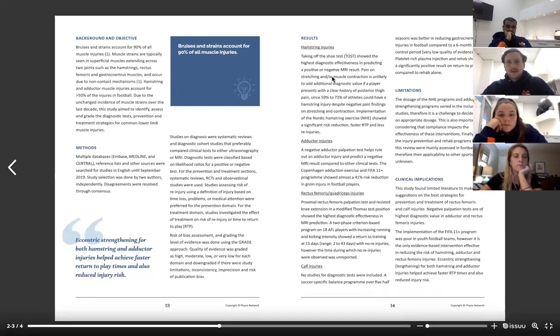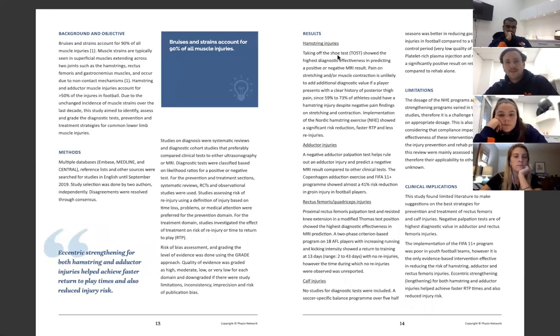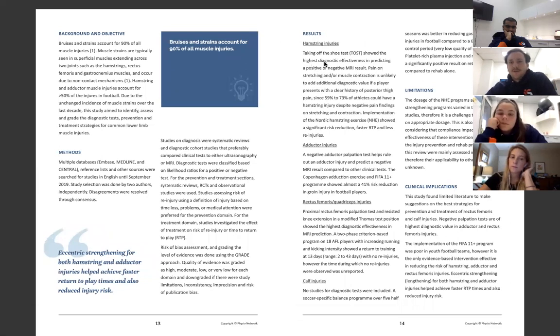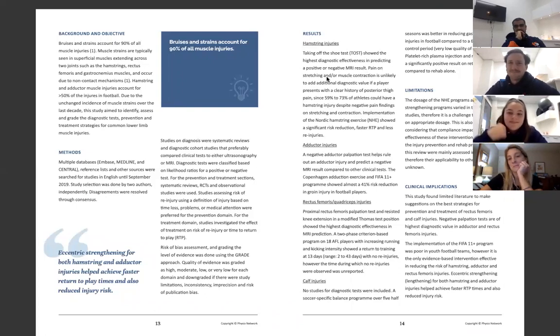So for hamstring injuries, the taking off the shoe test showed the highest diagnostic effectiveness in predicting a positive or negative MRI result. So that is simply, I think, getting the subject to take off their shoe, and if they've got pain, reproduce with that, I think. Someone can maybe jump in and correct me. Yeah, I didn't go over it.